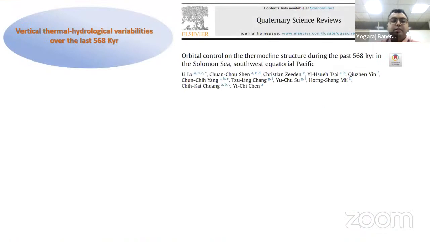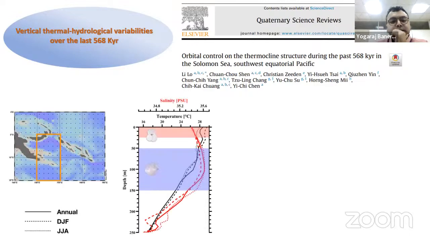The next section is a very detailed study about the vertical thermal and hydrological variabilities over the last 568 kilo year for the Solomon Sea region. This is a recent publication by Lilo, River, Christian Didin, and other colleagues, published in Quaternary Science Reviews in 2022. In order to explain this work, let me explain this figure first.